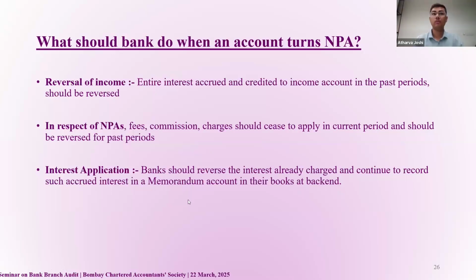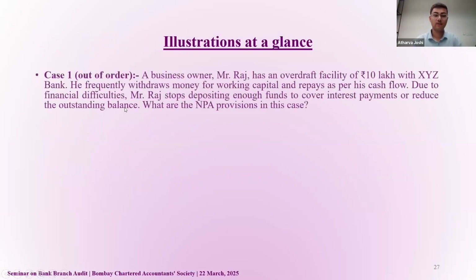So let us now have some illustrations at a glance. The first case is regarding out of order. A business owner, Mr. Raj, has an overdraft facility of 10 lakh rupees with XYZ Bank. He frequently withdraws money for working capital and repays as per his cash flow. Due to financial difficulties, Mr. Raj stops depositing enough funds to cover the interest payment or reduce the balance which is outstanding.